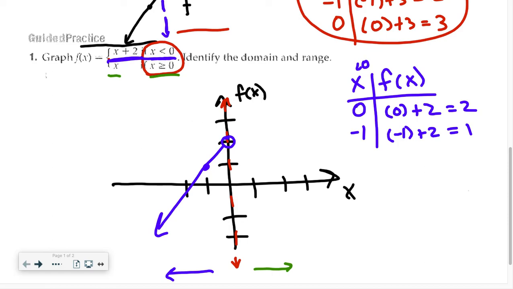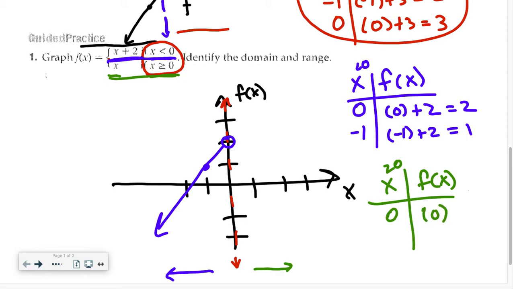Okay, the right part of our graph, this green one, we want numbers that are greater than or equal to 0. So we can plug in 0. It'll be a filled-in circle this time. So substituting in 0 for x, guys, the function is just x, so we get 0. So 0, 0 is a point. Okay, what if we plugged in 1? Well, again, the function is just x, so 1, 1. So that's going to be the right part of our function. Okay? So that's how you graph piecewise defined functions.